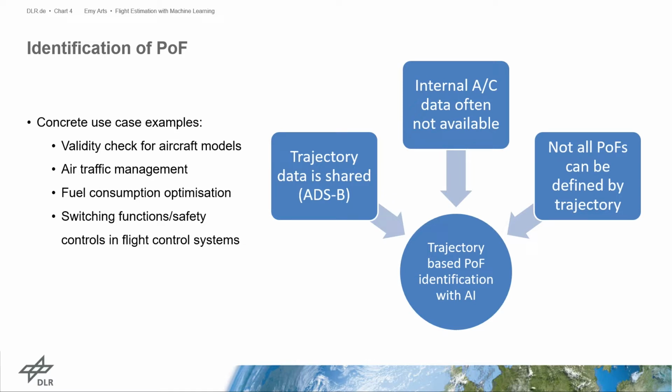Now, if we were able to identify the phases of flight based on solely the trajectory, so on publicly shared data, in our case, in the Institute of Maintenance, Repair and Overhaul, we could use this for validity check of our aircraft models, for the degradation prognostics, for example. However, other applications could benefit from this as well, such as air traffic management to have better flight trajectory prediction, or fuel consumption optimization, since different stages of flight or flight phases represent different fuel consumption, but also in a post-analysis to have more knowledge about the safety functions and switches that were put in place on the aircraft during its flight.